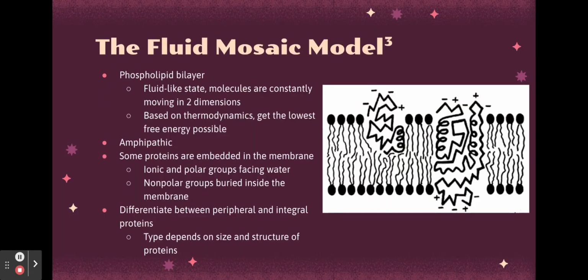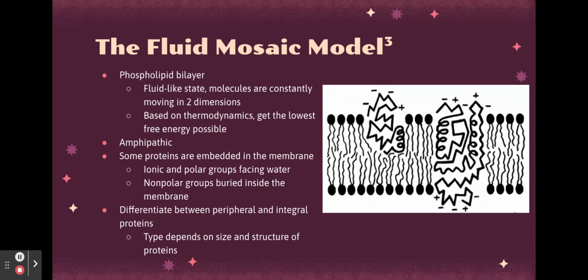So then their fluid mosaic model that they helped create, this also included a phospholipid bilayer, but it was a fluid-like state and the molecules could constantly be moving in the two dimensions. And based on thermodynamics, this was able to get the lowest free energy possible, unlike the previous model. This is also amphipathic, like the other model with the phospholipids, but it helps maximize those interactions, like I was saying. And this shows that some of the proteins are embedded in the membrane, unlike with the other previous model.